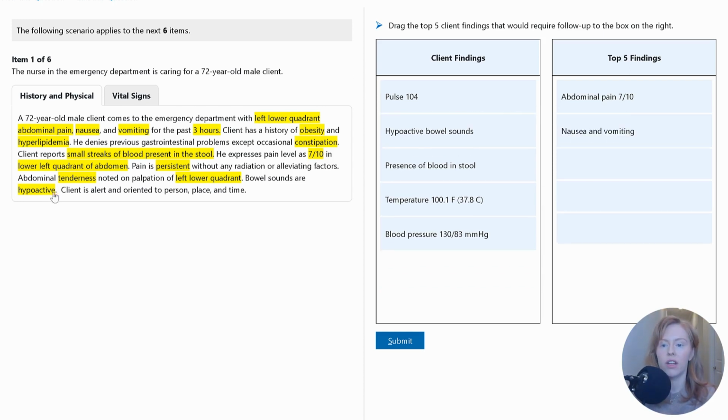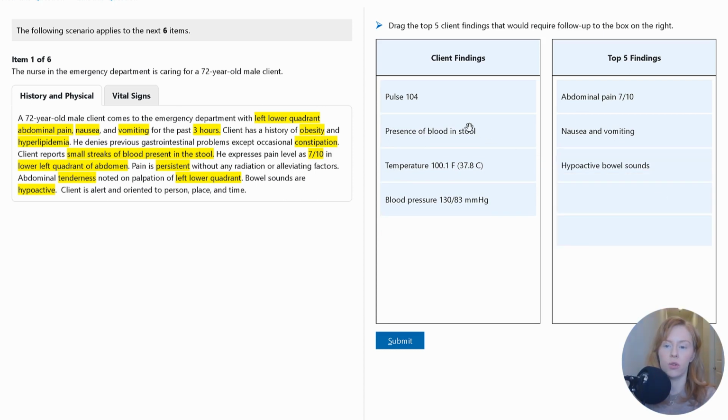Hypoactive bowel sounds. So remember, when we're listening to bowel sounds, that's telling us about the gastrointestinal motility. If those are hypoactive, this could potentially mean that he has some ileus, some decreased motility, some decreased perfusion to the intestines. That would certainly manifest as this pain, nausea, and vomiting. So I'm concerned about that. That could mean he's not getting enough blood flow to his intestines, and that would make this then an issue of circulation, right? So that is going to be in my top 5.